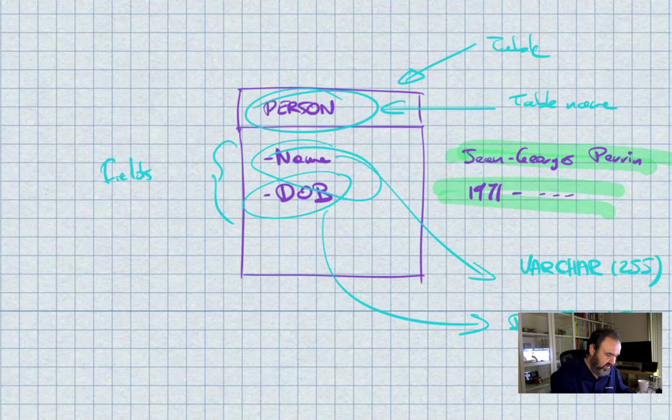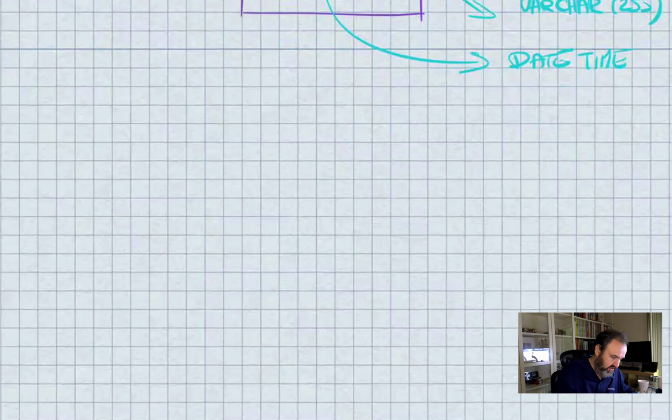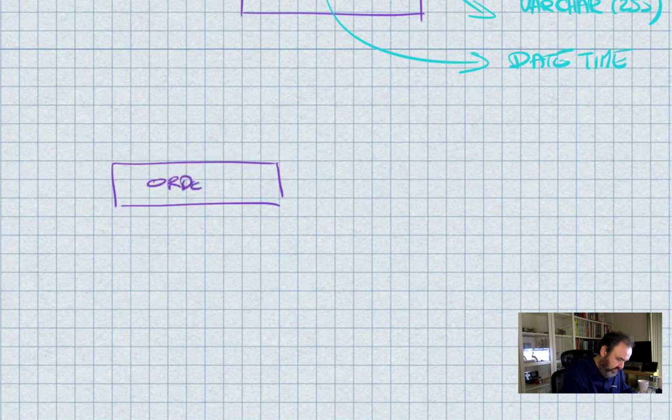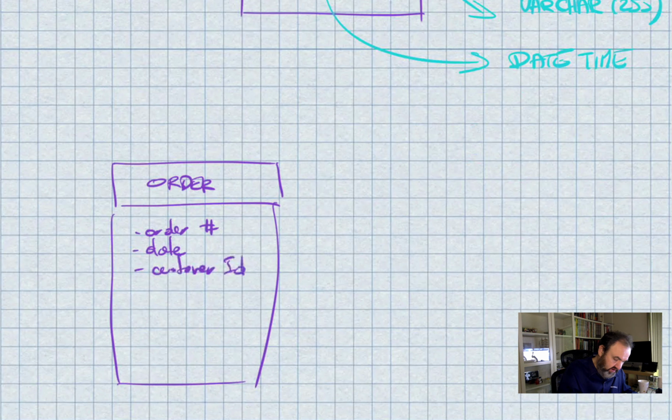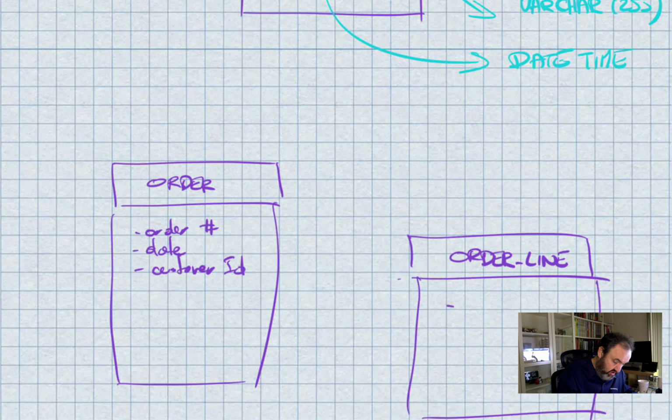So you see, if I'm taking now an order, and I have an order number, and let's say a date for my order, and a customer ID, and I have an order line, where I'm going to store every order information. In this situation, you've got an order number, and you've got a position of the line in the order, and you can have, for example, a quantity, etc.